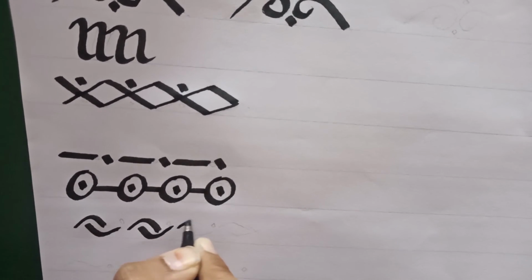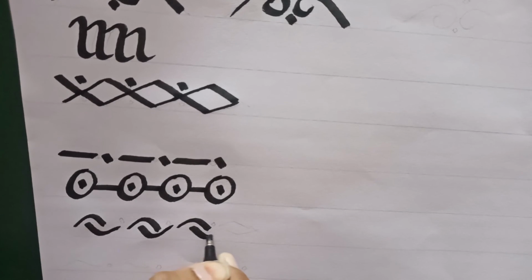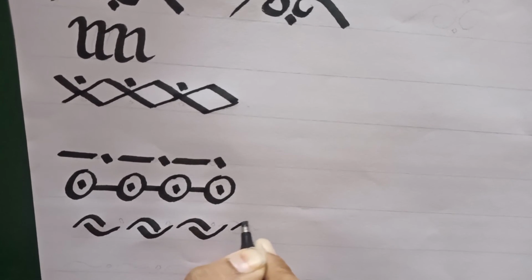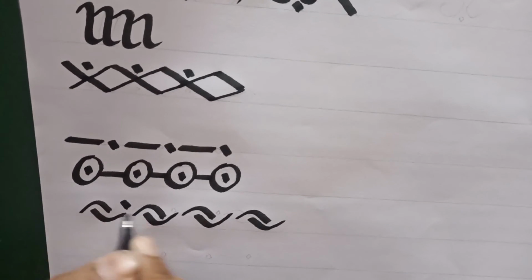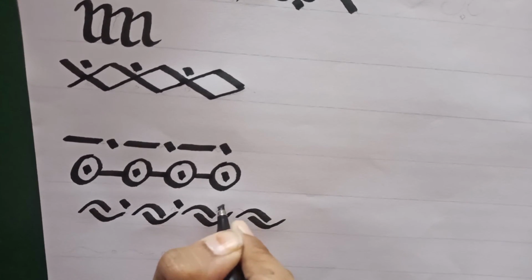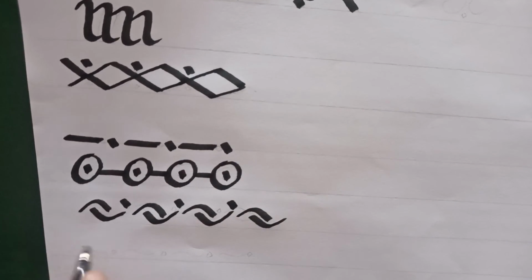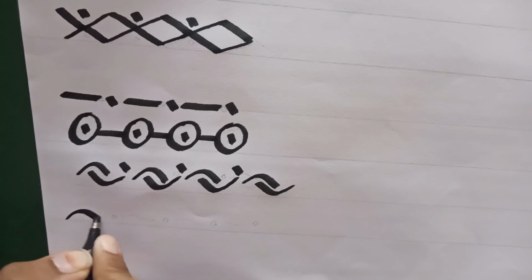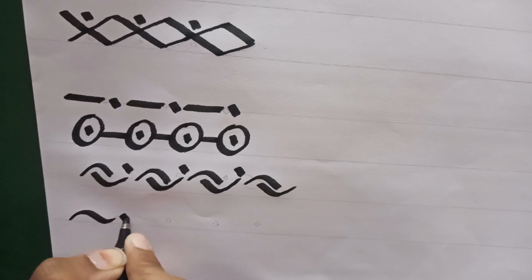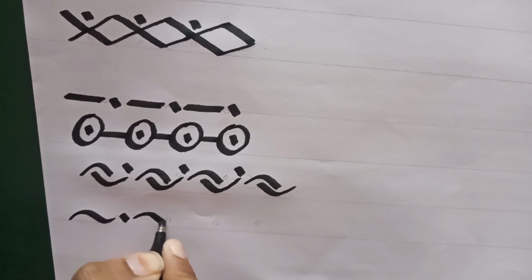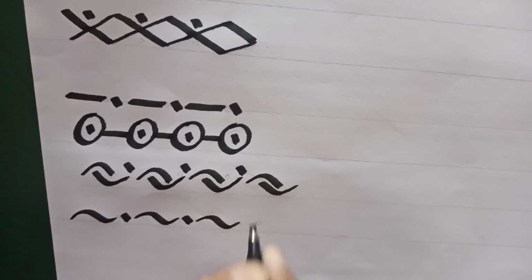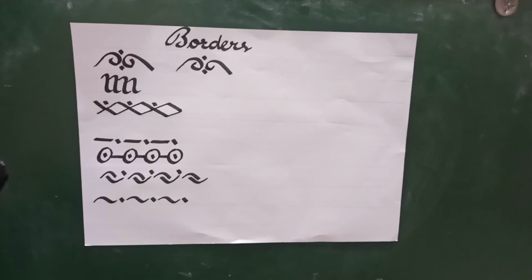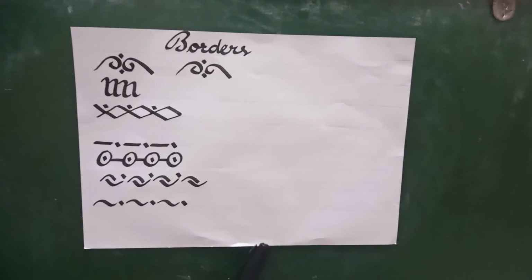thin, thick, thin. Diamond here. Now next, thin, thick, thin. Diamond. Thin, thick, thin. In next video, we will learn some more patterns, design and borders.